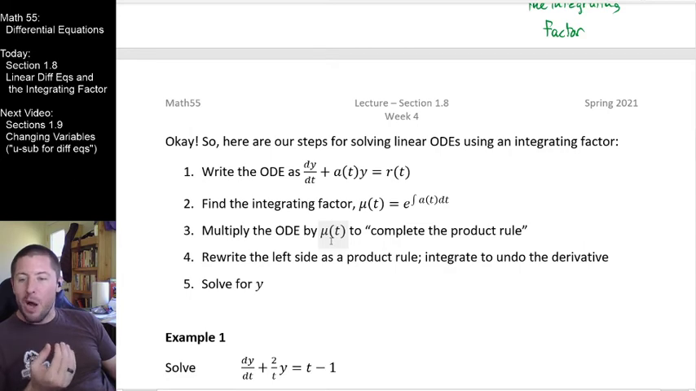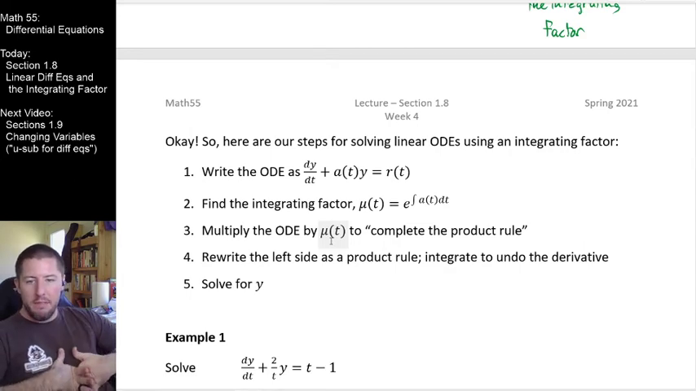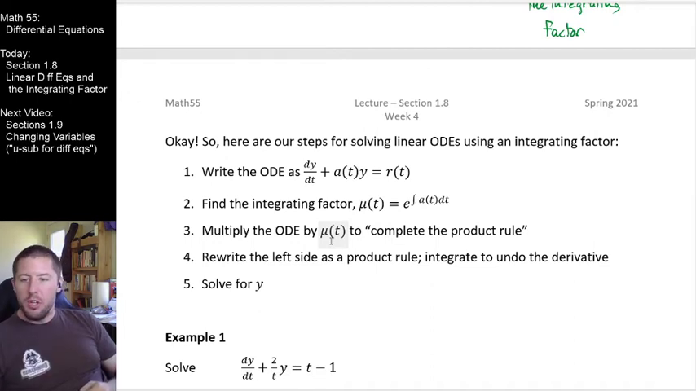product rule, to make things get all the rest of the way to truly being the product rule on the left. We want to rewrite the left side as the product rule and integrate to undo the derivative associated with the product rule. And then we're just solving for y. Let's see if we can do this here.